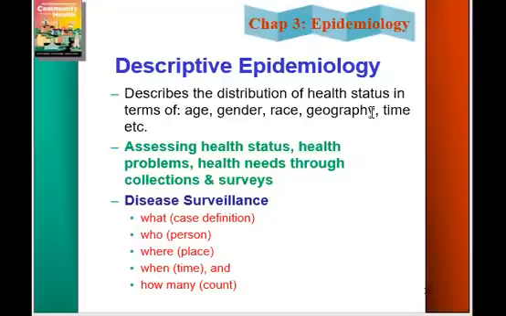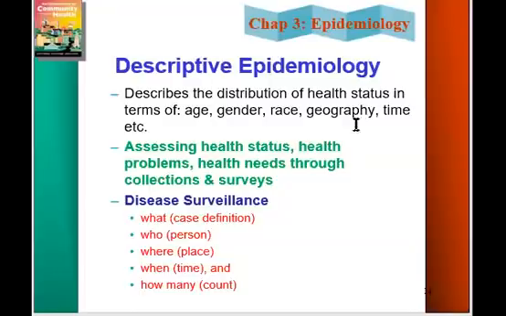if you want to study the death rate of cardiovascular diseases among males, that is an example of descriptive epidemiology. O di kaya, for example, if you want to study the mortality rate of COVID-19 here in the Philippines, that is descriptive epidemiology. Okay? So in descriptive epidemiology class, you're just assessing the health status, the health problems, and the health needs through collection of data, the use of surveys.